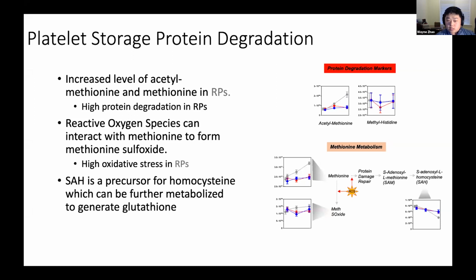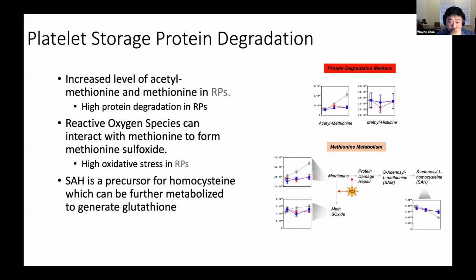Now, reactive oxygen species can interact with methionines to form methionine sulfoxide. And this, again, is evidence that during room temperature storage, but not in cold, they experience high oxidative stress. And furthermore, if you look at the end of the pathway where acetylcysteine L-homocysteine is, SAH is the precursor for homocysteine, which can be metabolized in its own pathway to make reduced glutathione to defend against oxidative stress.